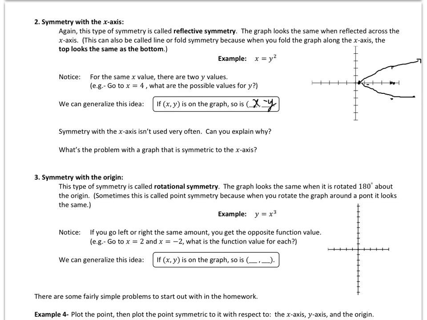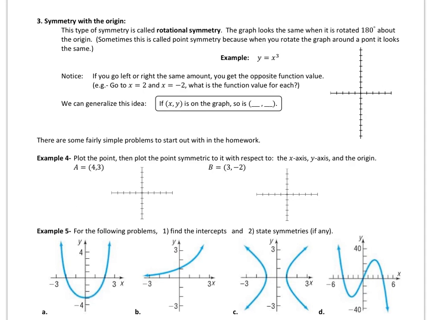Now we're going to talk about origin symmetry here. What I'm going to talk mostly about is y-axis symmetry and origin symmetry. Now, origin symmetry is called rotational because it's not reflecting about an axis, it's rotating about a point, and that point is the origin. Okay? And again, it's also called point symmetry. Okay? So an example of that is y equals x cubed. Okay? So if I were to graph y equals x cubed, hang on, I'm going to blow this up a little bit now.